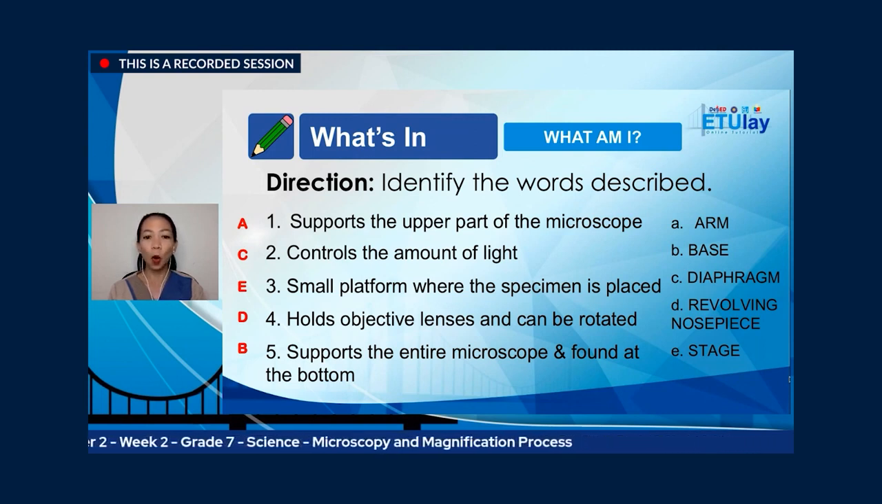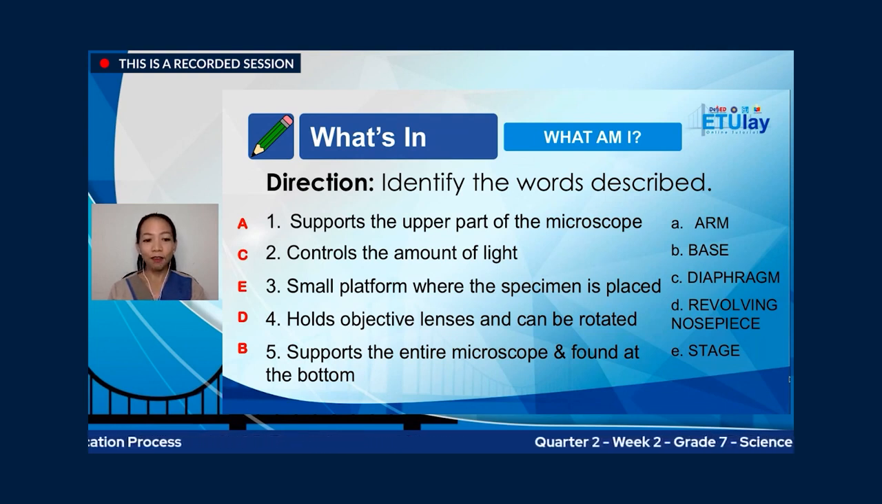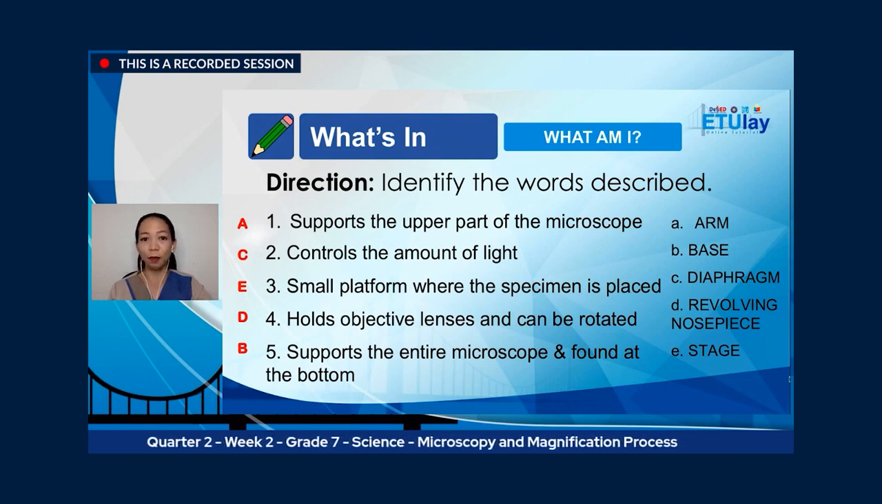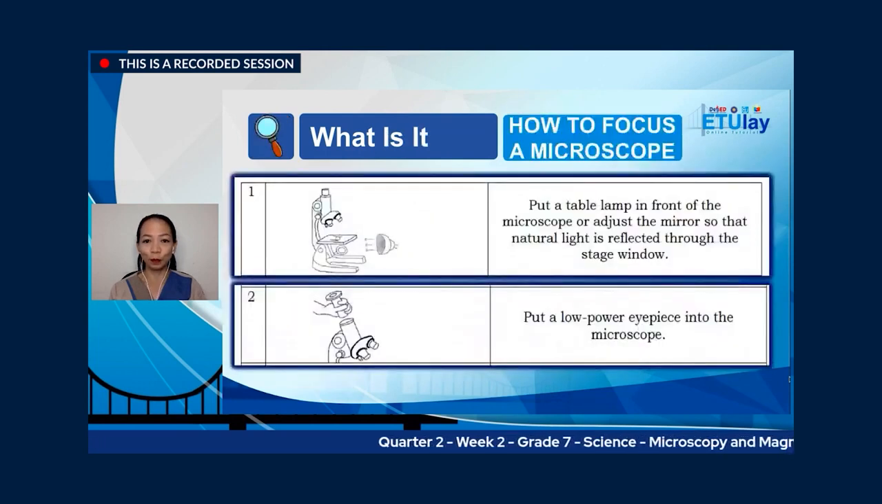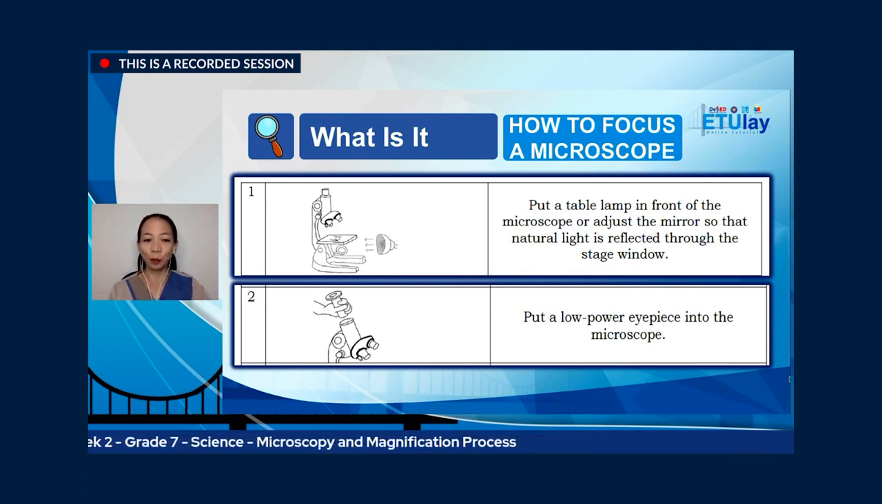Number 4, it holds objective lenses and can be rotated. That's the revolving nosepiece. Number 5, it supports the entire microscope and found at the bottom. That is the base of the microscope. You have just reviewed some parts and functions of the microscope. Now it's time to learn how to focus a microscope. There are 8 steps for you to follow when focusing a microscope.